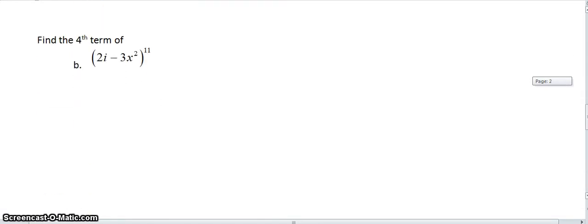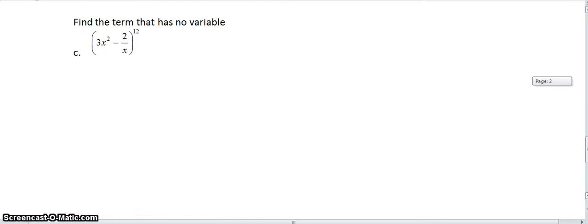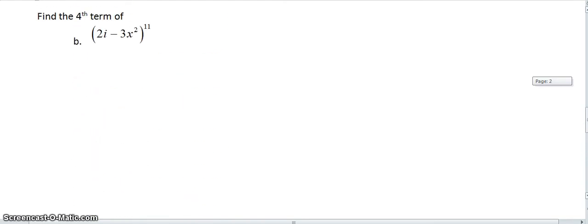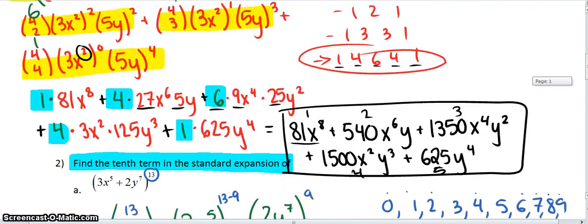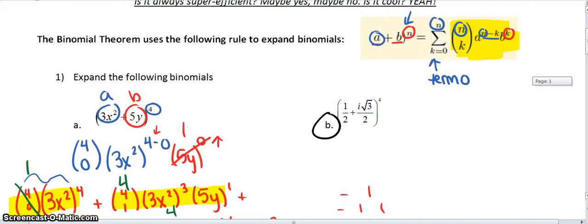So that's kind of cool. There are some extra challenging problems for you to try here, so I highly recommend doing those on your own, but otherwise, that's the binomial theorem, that's how you use it, and please come to class with some questions.